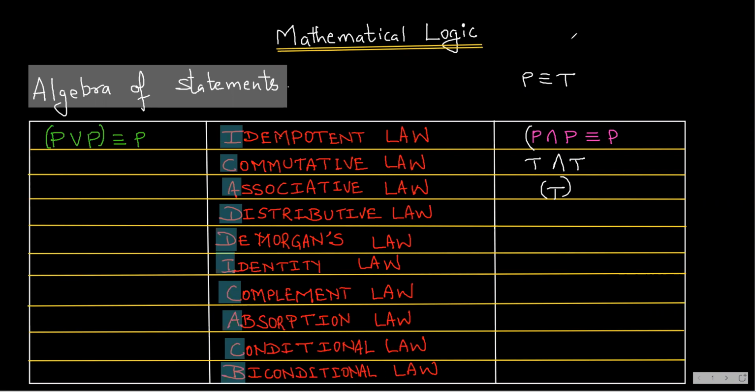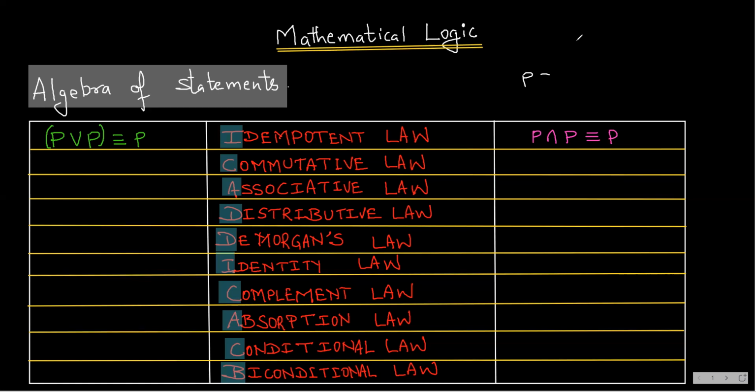Similarly, suppose the truth value of P is false. So you will have false and false. What is false and false equal to? It is equal to false. And what was the truth value of P? The truth value of P was false. So you understand that the truth value of P and P is same as P. So if you have somewhere P and P, you could simply replace that by P. This is known as idempotent law.